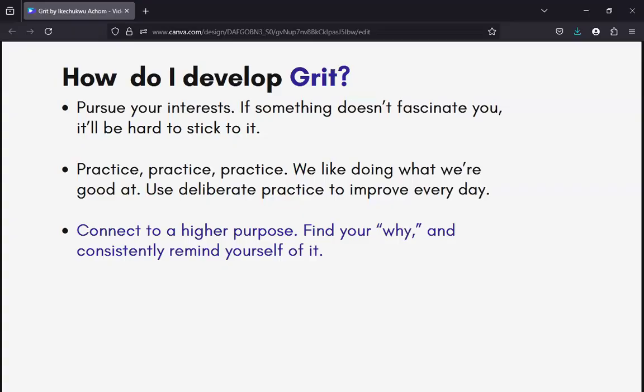The third thing to do as a gritty person is to connect to a higher purpose. Find your why and constantly remind yourself of it. A purpose that is meaningful is like an emotional fuel that keeps you going. It's not about what you're doing, but why you are doing it. This why is the fuel you need to keep going. So find it at all costs, and constantly remind yourself about it.